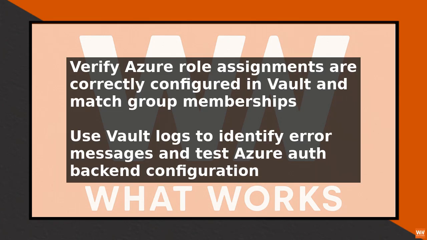Best practices for troubleshooting Vault Azure Auth include regularly verifying the Azure Auth backend configuration, monitoring the Vault logs for authentication errors, and testing the Azure Auth backend configuration using the Vault CLI command. By following these steps and best practices, you can quickly identify and resolve authentication issues with Vault Azure Auth.